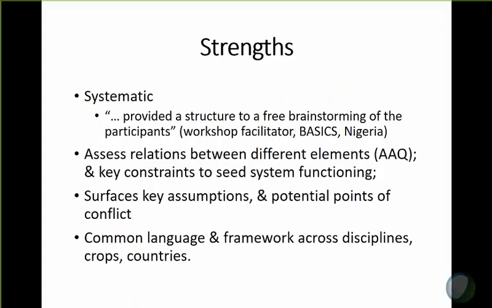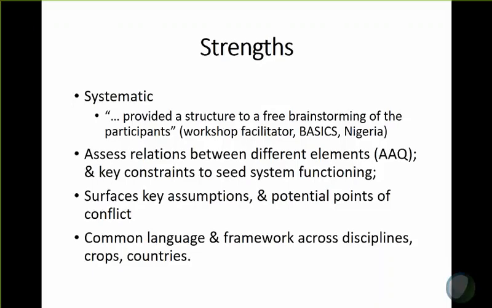What, again, many people have commented on is that it allows a much more systematic assessment, analysis, and understanding of the seed system. Often when there are different stakeholders and different disciplines involved, it's difficult to bring all those perspectives into one place, and the framework does that.